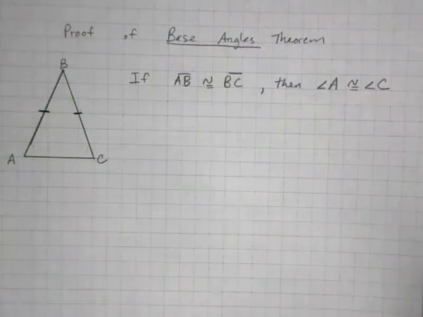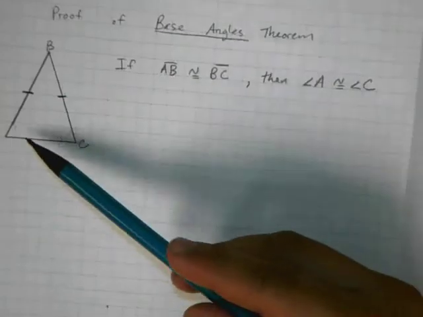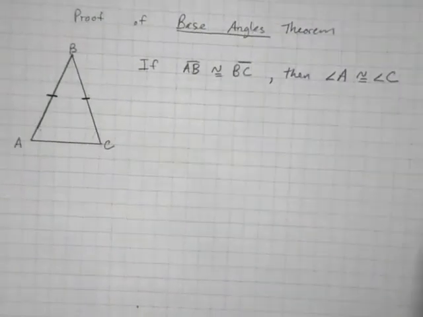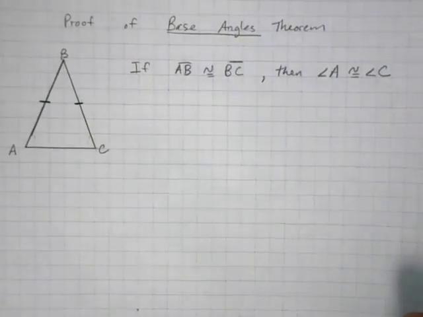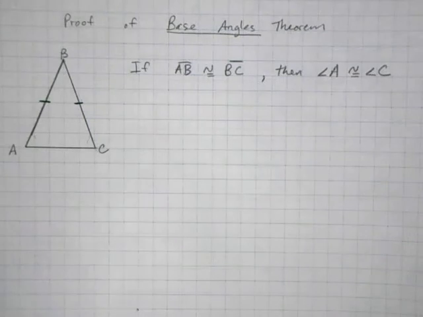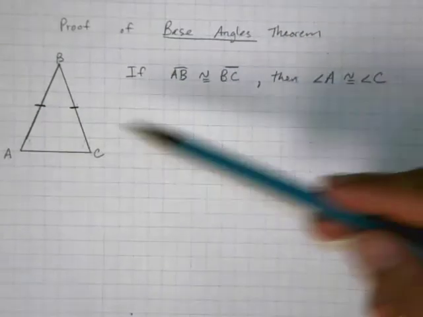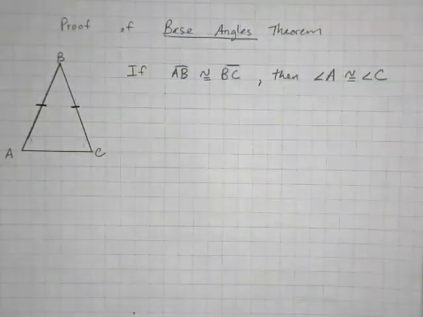Okay? Now, what makes this proof a little bit different from other triangle proofs is that we're not proving two triangles are congruent. What we're really doing here is proving that two angles within the same triangle are congruent. And so the idea here is if we can somehow find a way to split this triangle into two other triangles, then we can complete this proof.